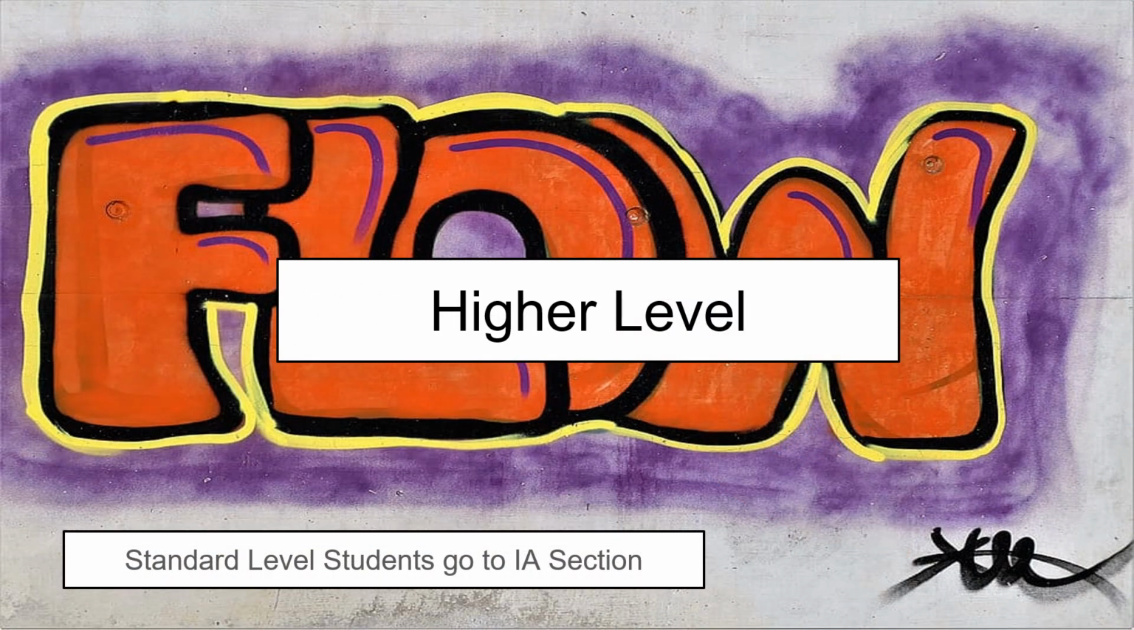So this next section is for my higher level students only. I'm not done with my standard level students. You're going to go to the section labeled internal assessment because you still have to do that. But for my higher level students, we're going to go over those topics now.